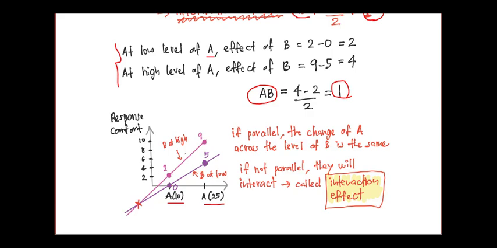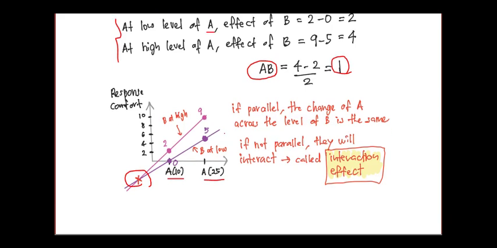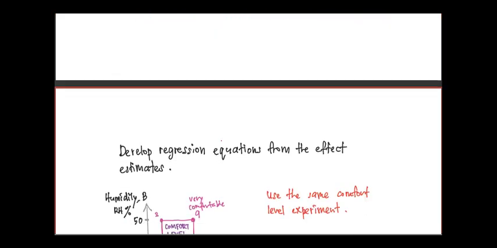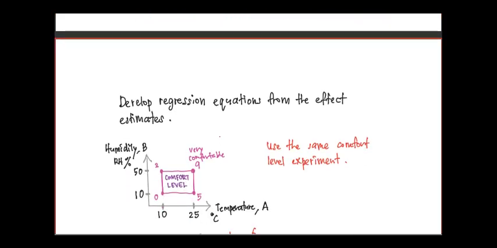In other words, if we draw this graph and have two lines parallel to each other, then we don't have any interaction effect. But if they cross each other, like what you can see here, then we can say that we have an interaction effect for our factors, and we need to check that as well. Here are just the basics.